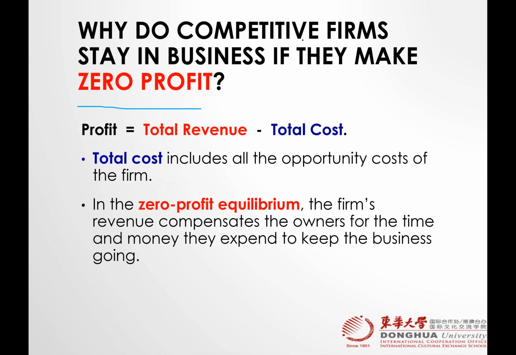So why do competitive firms stay in the business even if they are getting zero economic profit? Remember, the total cost includes all the opportunity cost as well. The total cost includes implicit and explicit cost, right? So if we talk about the accounting perspective, there is no implicit cost. So in the accounting perspective, the firms are still getting huge profits. But if we convert it into economic profits, they are earning zero economic profit.